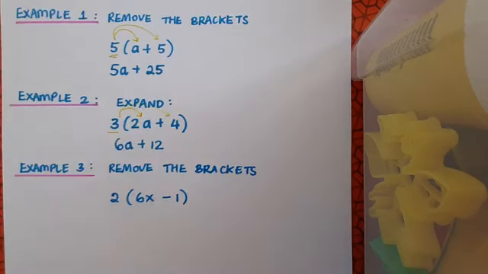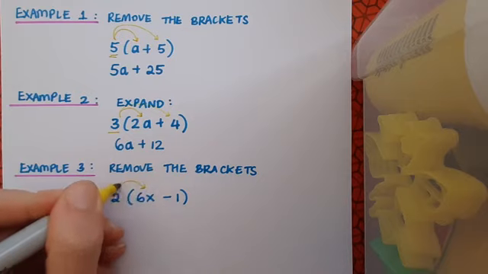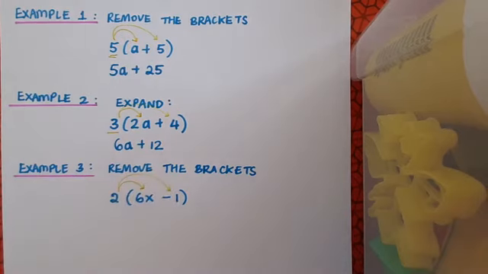Here's my third example. Remove the brackets from 2(6x - 1). Okay, so again, I want to take the 2 from the outside and multiply it by each term. Pause the video here, do this yourself, and then check and see if you're correct. So 2 by 6x, 2 by minus 1.